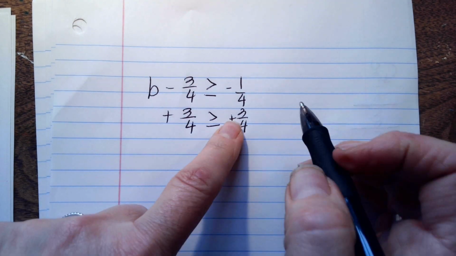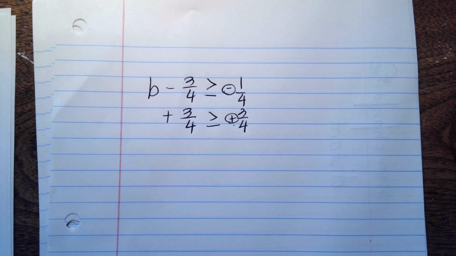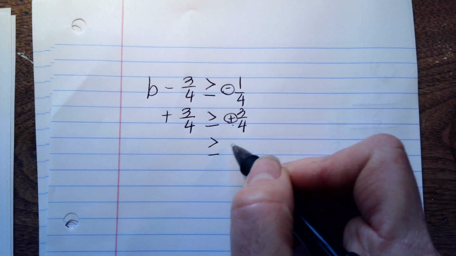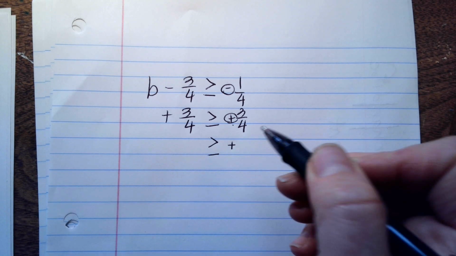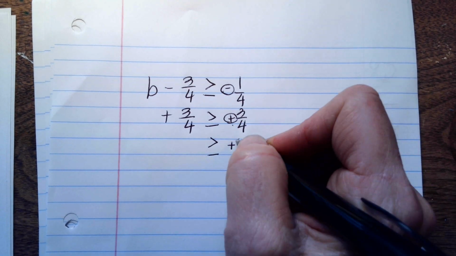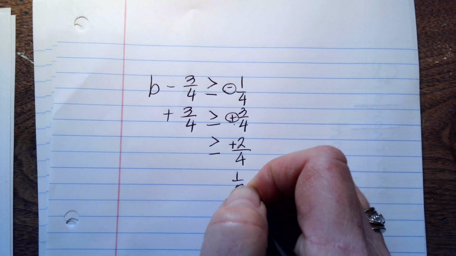I have a positive and a negative. The biggest fraction is a positive, so I know that my answer is going to be positive. I have a positive and a negative, so I subtract. 3 minus 1 is 2 over 4. I simplify it, it's 1/2.